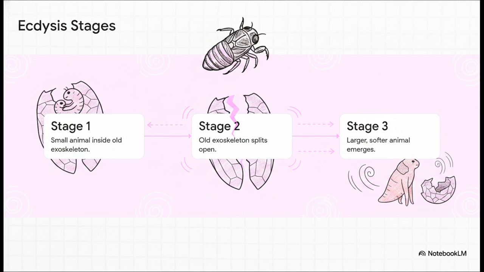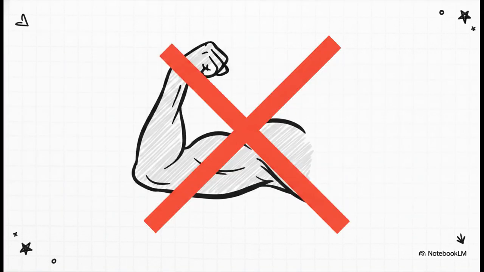So we hit stage 2, where that old, tight exoskeleton literally splits open. And finally, in stage 3, a larger, much softer animal emerges. That soft new covering will eventually harden up into a brand new, bigger suit of armor. So this whole step-by-step necessity of shedding that tight shell just to create room to grow, that is the absolute biological core of ecdysis. All right, let's jump back to our exam question and see how all this helps us.